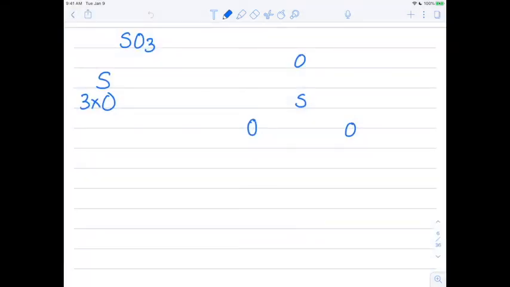All right. So 6 for sulfur, and then 3 times 6 for the oxygen. So if I am correct, I believe that gives us a total of 24 valence electrons. Any questions on how we did that valence electron count?